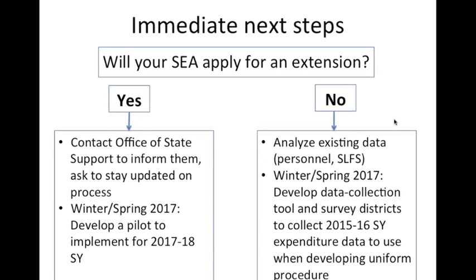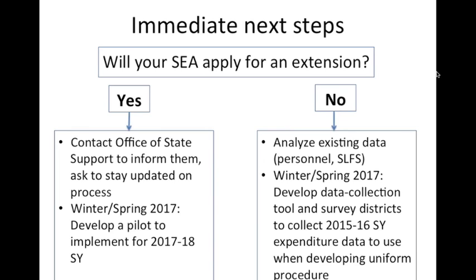And it looks like sometime in the next few months you would submit that application and get that approved. At the same time, we would suggest you start developing some sort of pilot that you would be implementing, the pilot for 2017-18, so you can roll it out to all districts for the 18-19 school year. So that would be the route you might go if you need an extension.